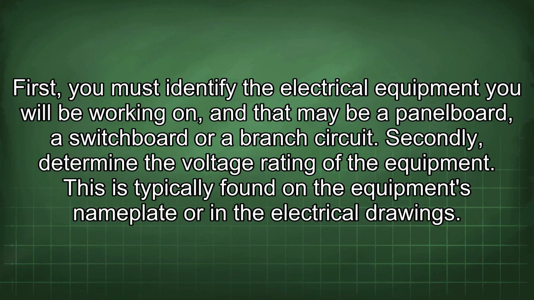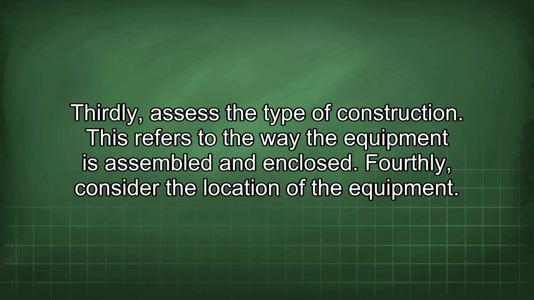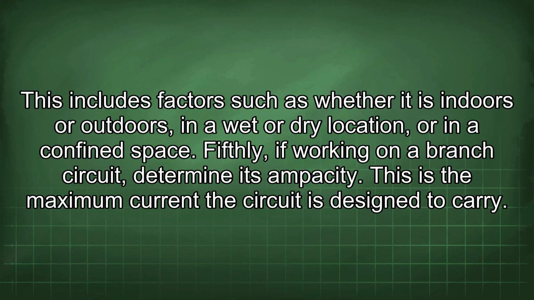Secondly, determine the voltage rating of the equipment. This is typically found on the equipment's nameplate or in the electrical drawings. Thirdly, assess the type of construction. This refers to the way the equipment is assembled and enclosed. Fourthly, consider the location of the equipment. This includes factors such as whether it is indoors or outdoors, in a wet or dry location, or in a confined space. Fifthly, if working on a branch circuit, determine its ampacity.